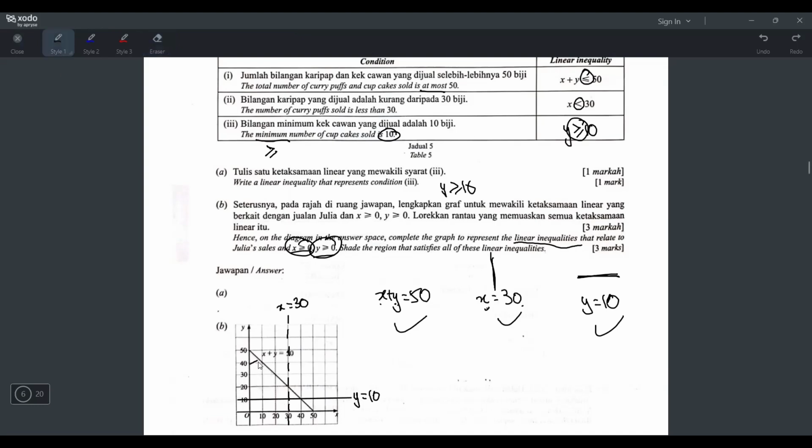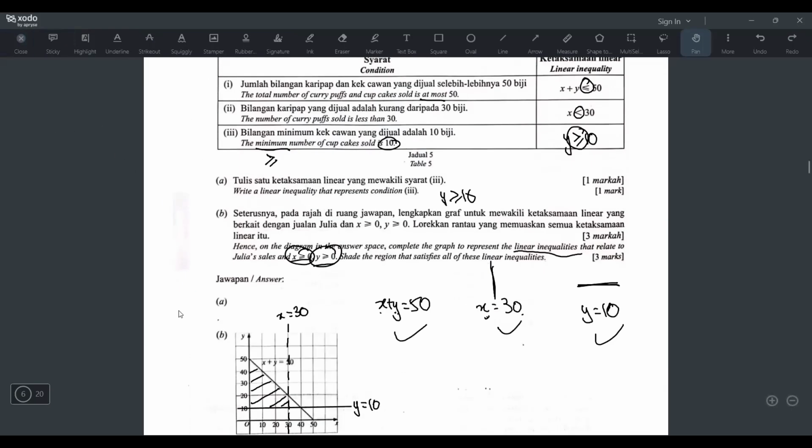So now you just use your ruler to shade this region. And when you shade, make sure you be very careful here. You don't go and shade until outside here. Cannot one. Because I told you already the x has to be bigger 0, y also have to be bigger 0. So that's the answer. Okay, I think I'm done with this question. Okay, sudah siap.